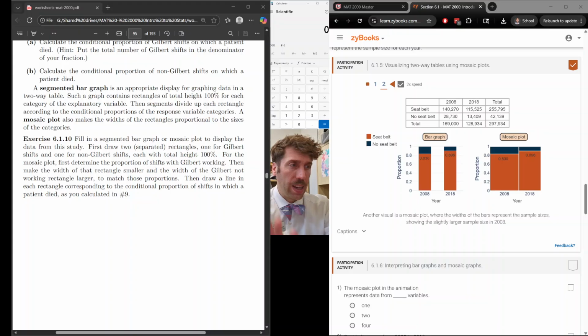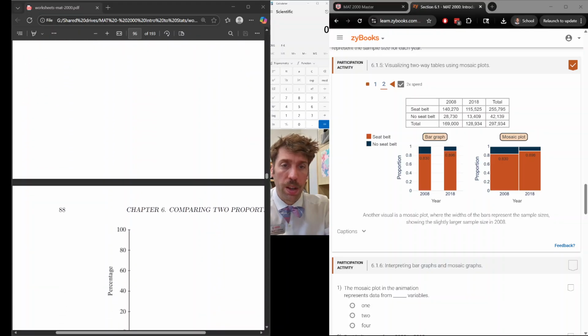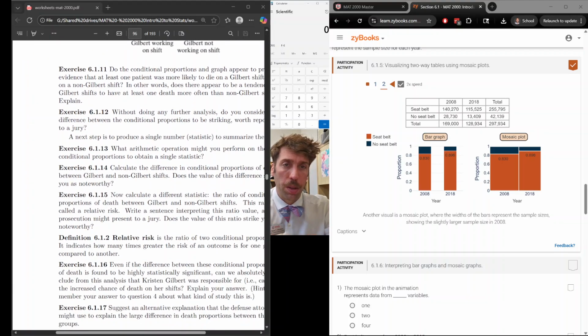I don't really care exactly how you do this. You can do it with paper and pencil and then take a picture on your phone and put it into your homework, or you can use a spreadsheet. Most spreadsheets don't do mosaic plots, but they do segmented bar graphs. So you can use a spreadsheet and then take a clip of it, however you get it done. There are plenty of ways to do it. So for number 10, find a way to make a segmented bar graph or a mosaic plot.